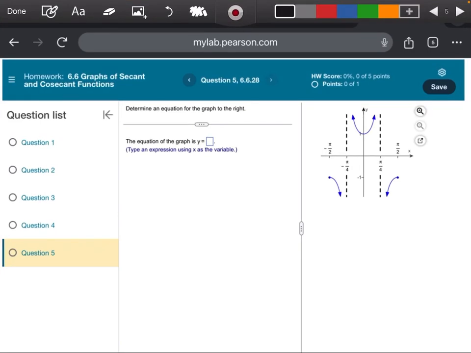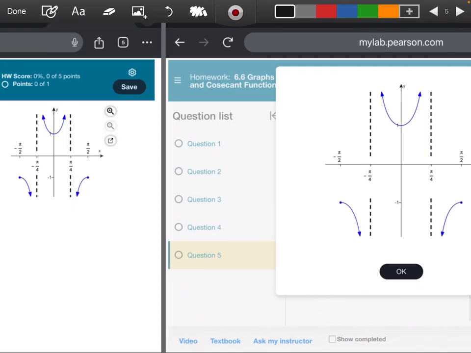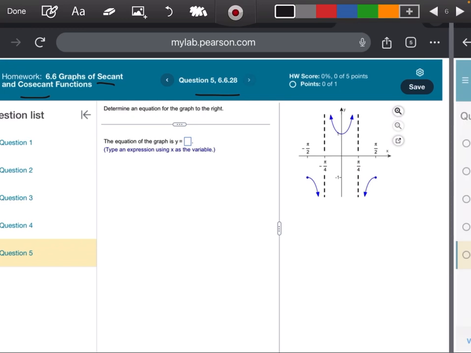All right, so this is question number 5 out of 6.6, and it says determine the equation for the graph to the right. All I did is click on the graph just to make it a little bit bigger so we can see what's going on here. Since we are in section 6.6, we're looking at either the graphs of secant or cosecant functions, right?